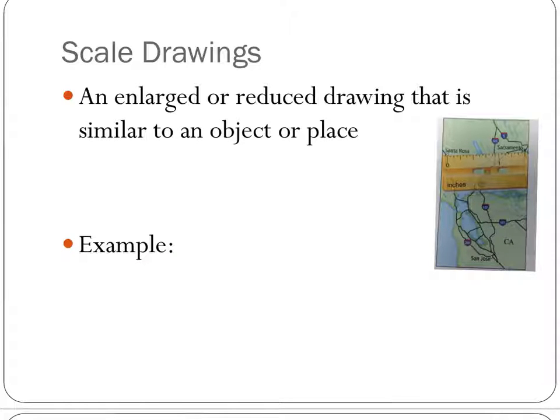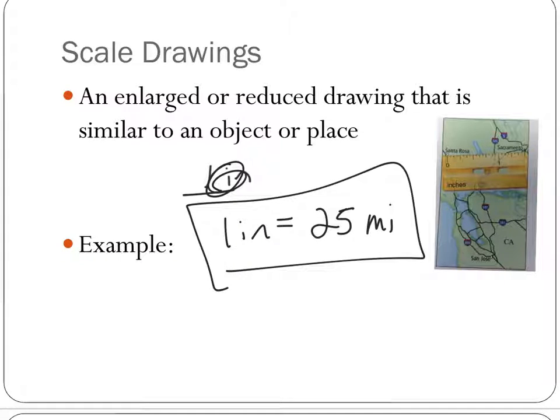My example you can see here. You have to know what the scale is. For instance, you might say 1 inch might equal something like 25 miles. You need to know that in order to make it useful. So an inch on the map is 25 miles in real life is the idea.